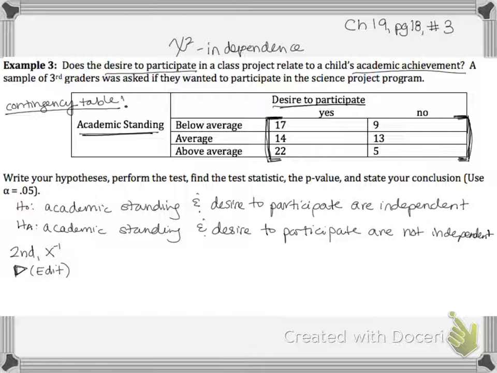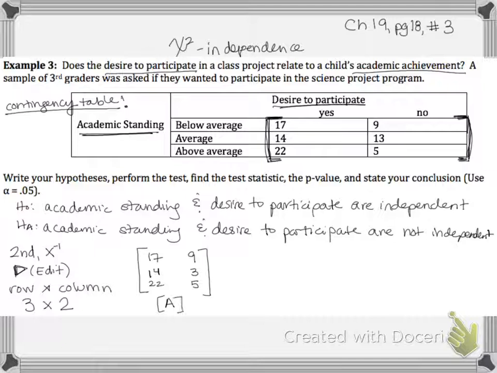The trick here is that we need to know how many rows and how many columns this is to be able to tell your calculator in the matrix feature what size to make. So in this case, this has 3 rows of numbers and 2 columns. So the first thing in the edit feature is that you'll want to change it to 3 rows and 2 columns. And then you'll fill it in row by row like this, 17, 9, 14, 3, and 22, and 5. And this is where matrix A is.